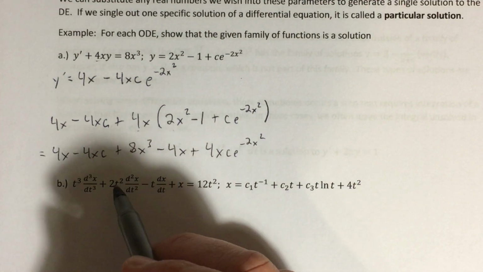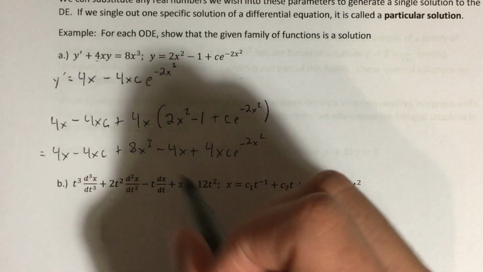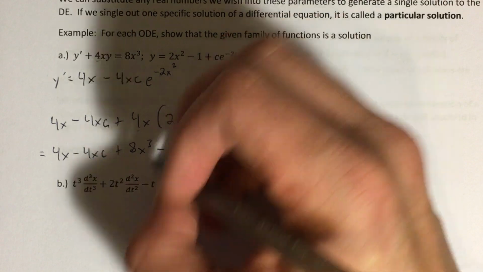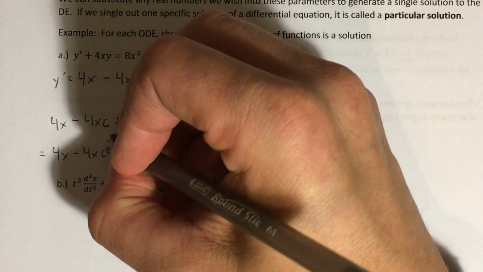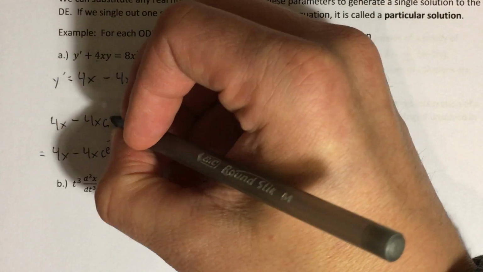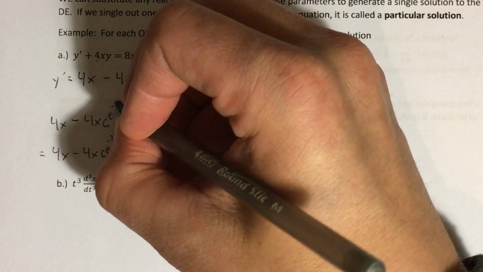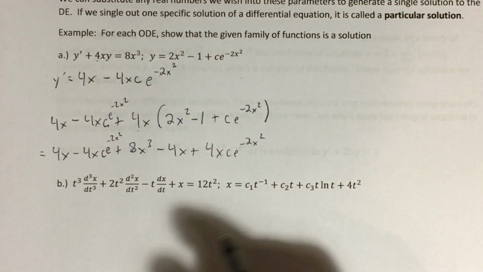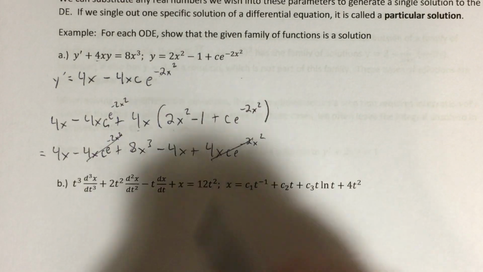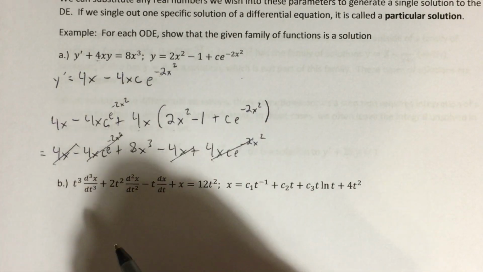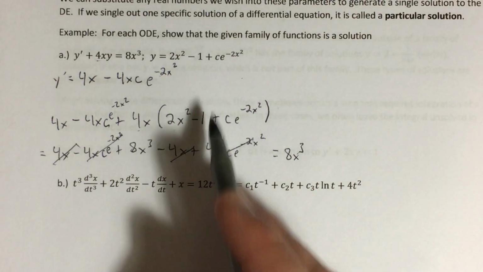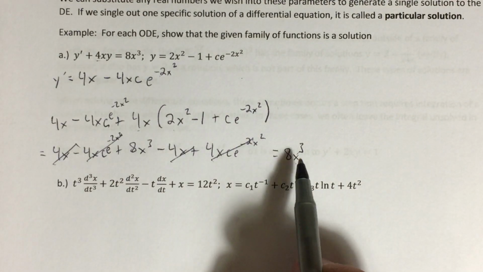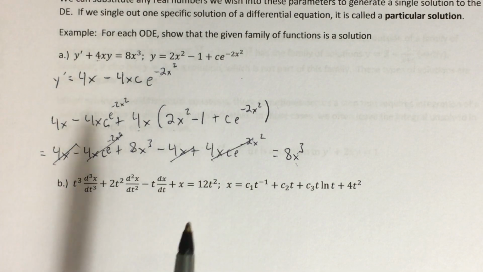Notice, I'm missing my e to the negative 2x squared here, so that should be right there. Forgot to write that in. A little bit sloppy, but whatever. So this term and this term will cancel. This term and this term will cancel, and we're left with just 8x cubed. Making that substitution in my DE here gives me the 8x cubed that I'm expecting to find.